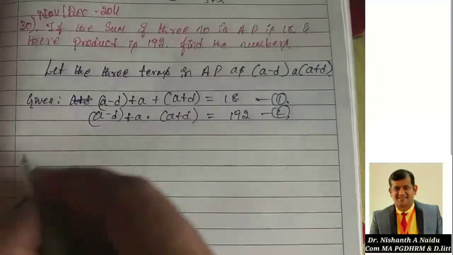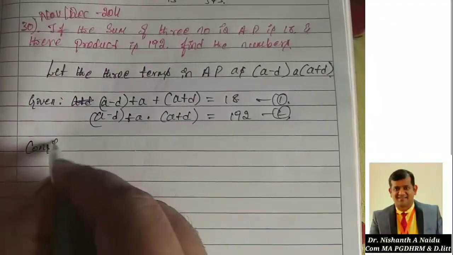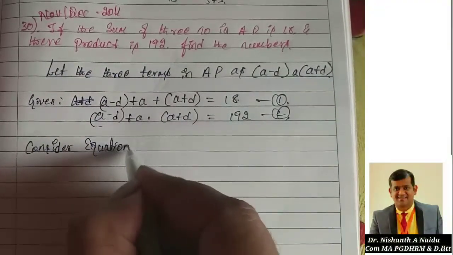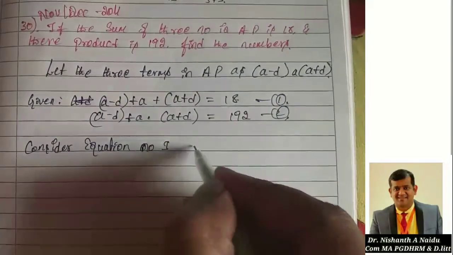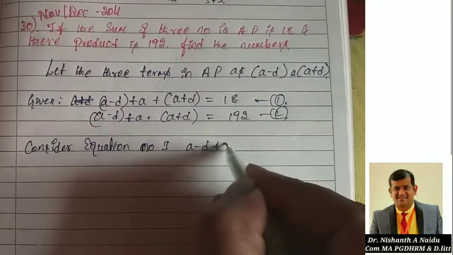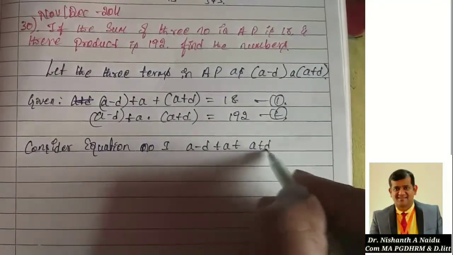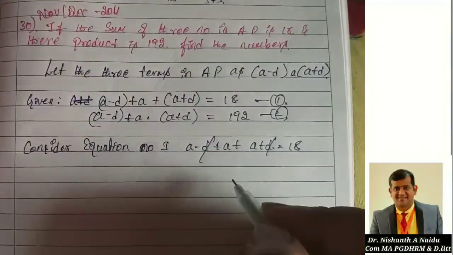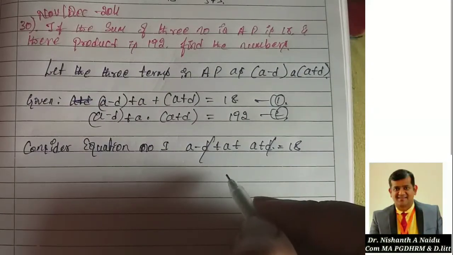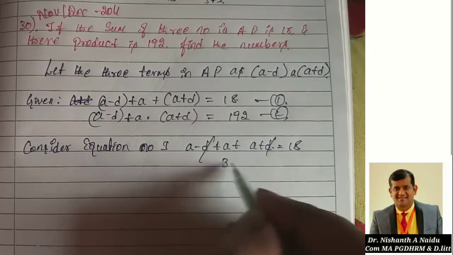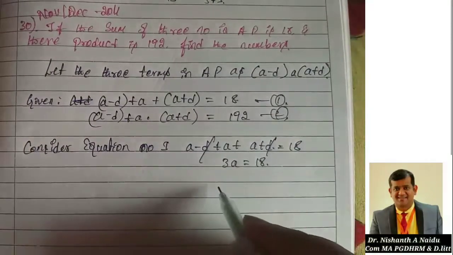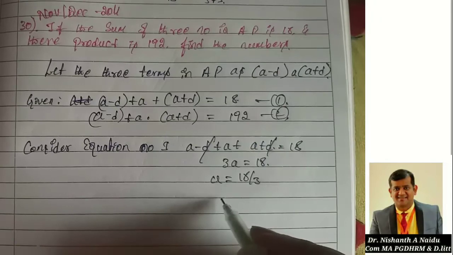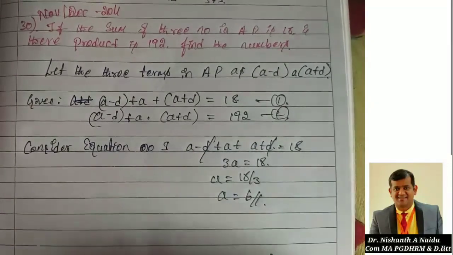Okay, so now consider equation number 1, A minus D plus A plus D equals 18. So D gets cancelled, so then left out is 1, 2, 3, 3A equals 18. So A equals 18 divided by 3, so A equals 6.